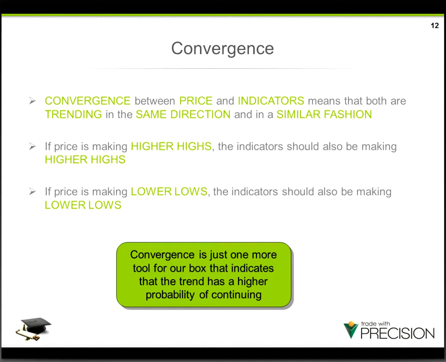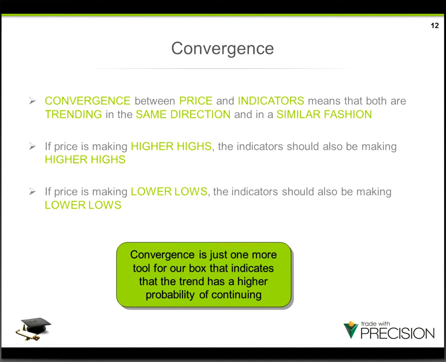So we're comparing the swing highs and the swing lows of price with the highs and lows on the indicators to arrive at our determination of this price indicator convergence that we're looking for. And again, convergence is just one more technical tool in our trading box indicating that the trend has a higher probability of continuing than it does reversing. Okay?